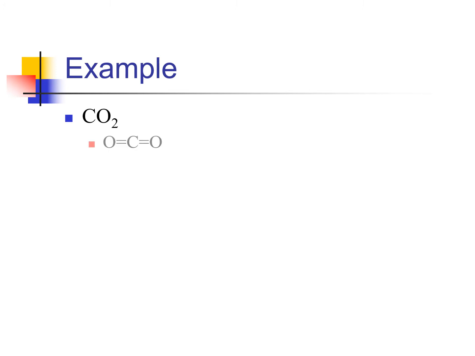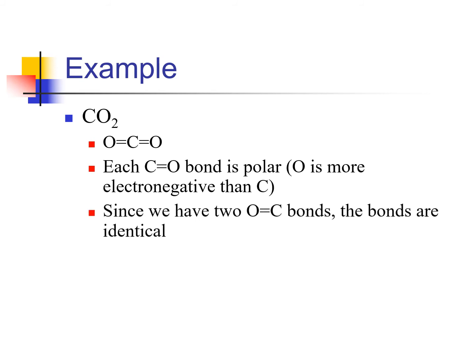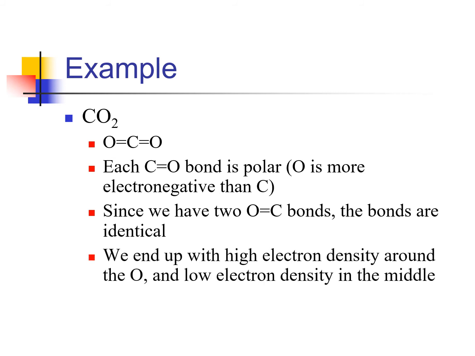So for example, CO2. This would be the Lewis structure without the lone pairs around the oxygens of carbon dioxide. Each C-O bond is polar. Oxygen is substantially more electronegative than carbon is. We also have these 2 carbon-oxygen bonds, and the bonds are identical. They're both carbon-oxygen double bonds. So for each bond, we end up with a high electron density around the oxygen and low electron density around the middle, because the oxygens are more electronegative.